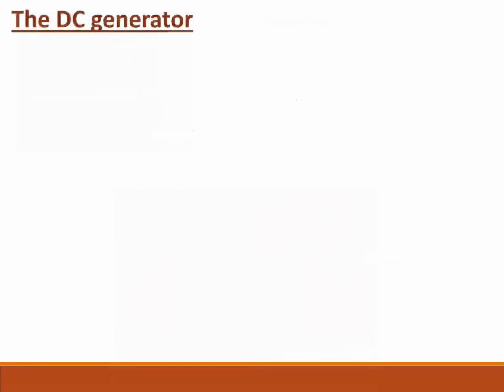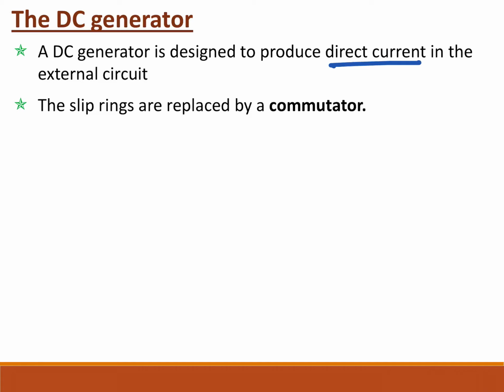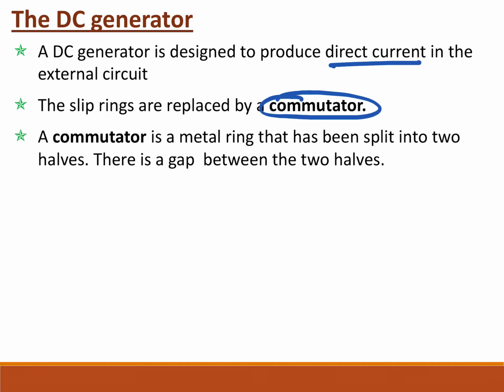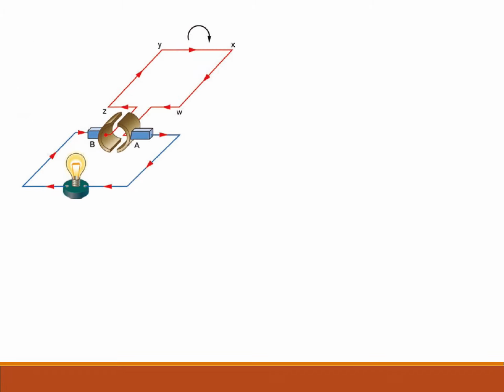Okay, with the DC generator, now the DC generator produces direct current in the external circuit. The slip rings are replaced by a commutator. Okay, very important. A commutator is a metal ring that splits into 2 halves, and there's a gap between the 2 halves. That gap is very important. Inside the coil, the current changes direction the whole time. I'll show you in a second. However, externally, outside the coil, it always looks like it's the same. So that's the point.